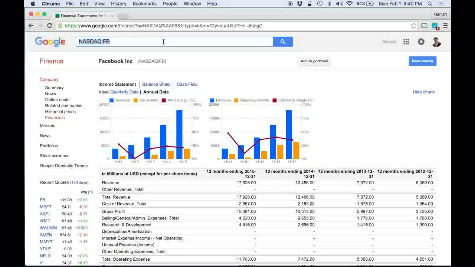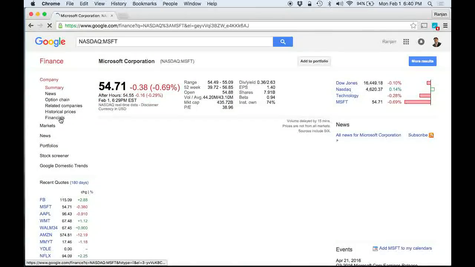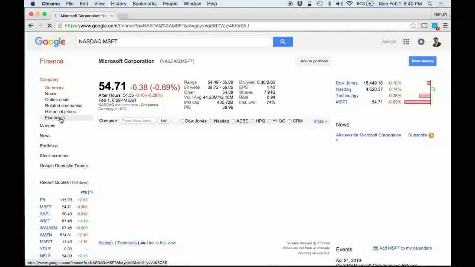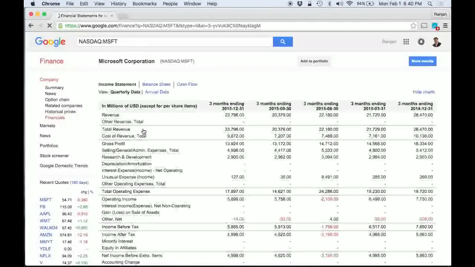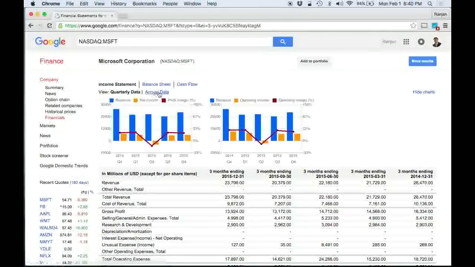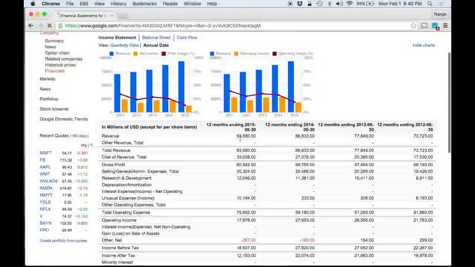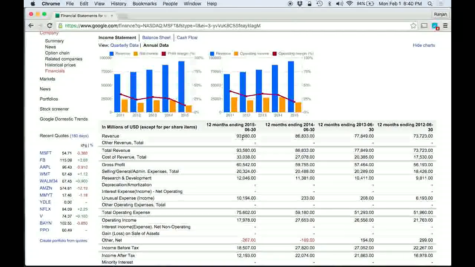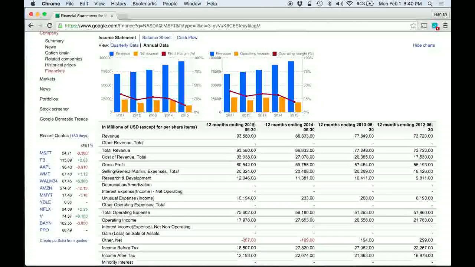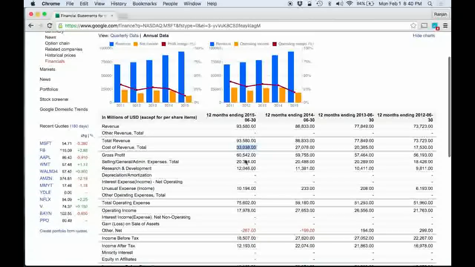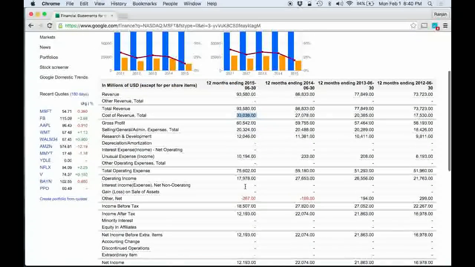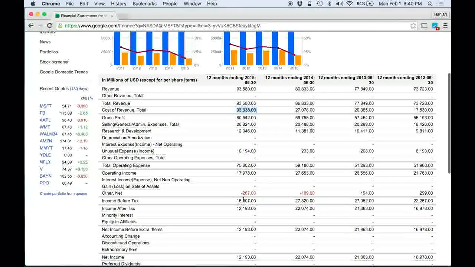So let's say if you look at Microsoft, same thing. You can go to financials, and if you go to the annual data, Microsoft had a revenue of $93.58 billion in 2015. Their cost of goods sold was $33.03 billion. They had a very good gross profit, and their income before tax was $18.5 billion.